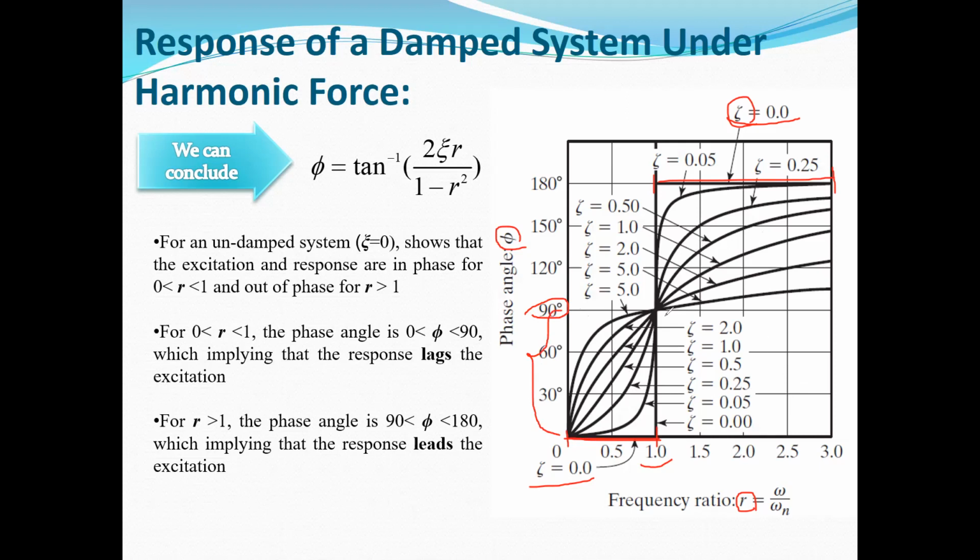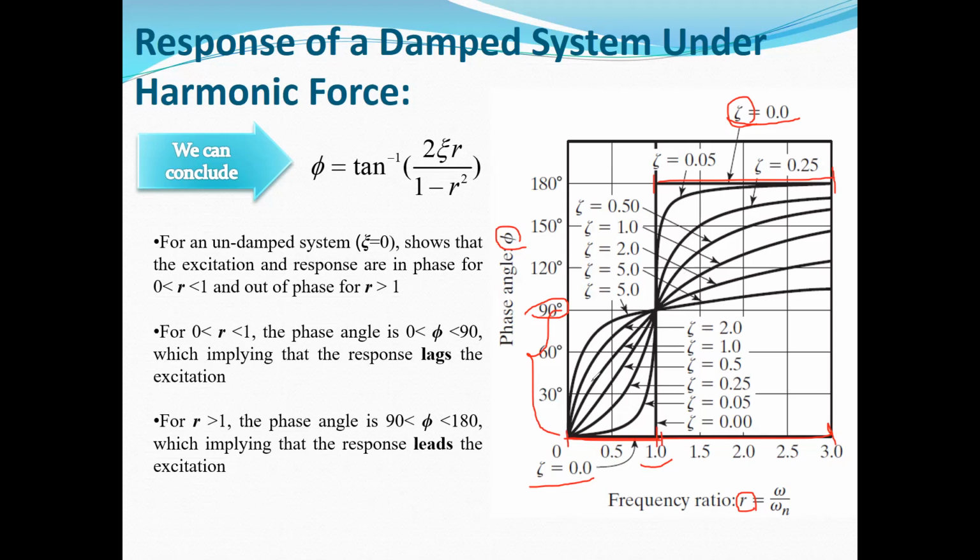But on the other hand, when the frequency of excitation is more than the natural frequency, or the frequency ratio is more than 1 for this area, you can see that the phase angle is between 90 degrees and 180. And if you plot the response and the excitation on one graph, you can see that this behavior means that the response leads the excitation this time.